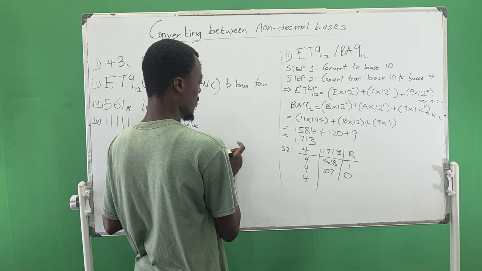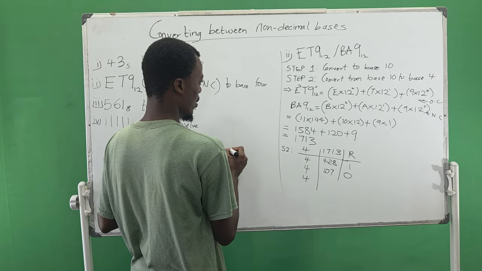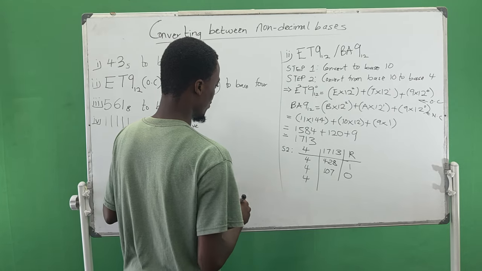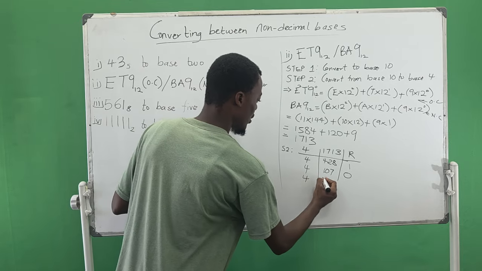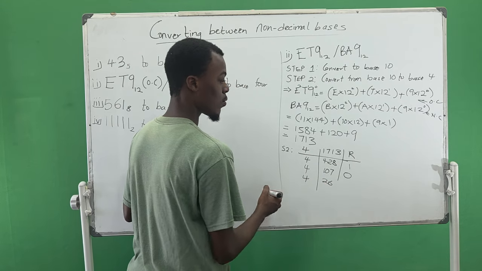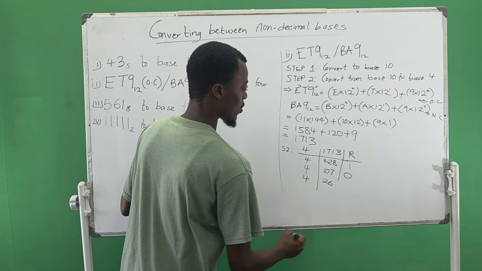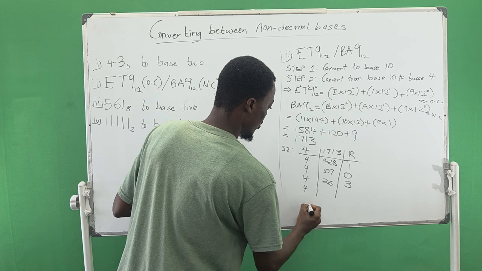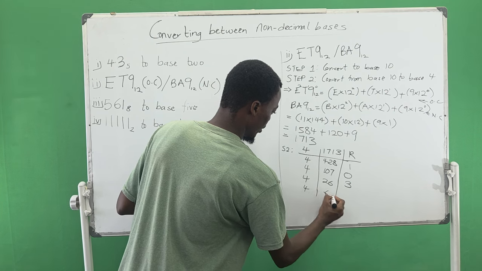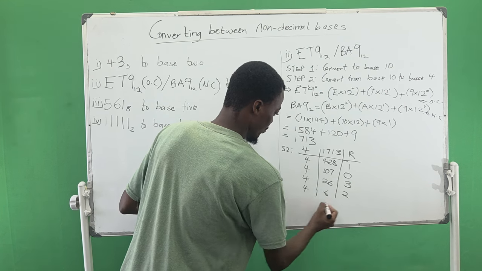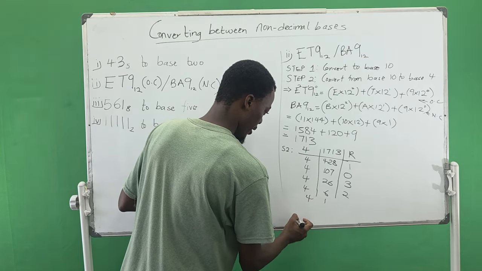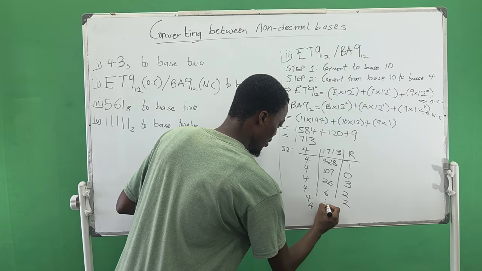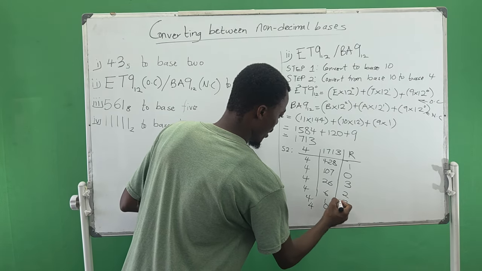4 times 25 gives us 100. So 4 times 26 gives us 104. Remainder 3. And also 4 times 6 is 24. Remainder 2. 4 times 1 is 4. Remainder 2. And finally 4 times 0. Remainder 1.